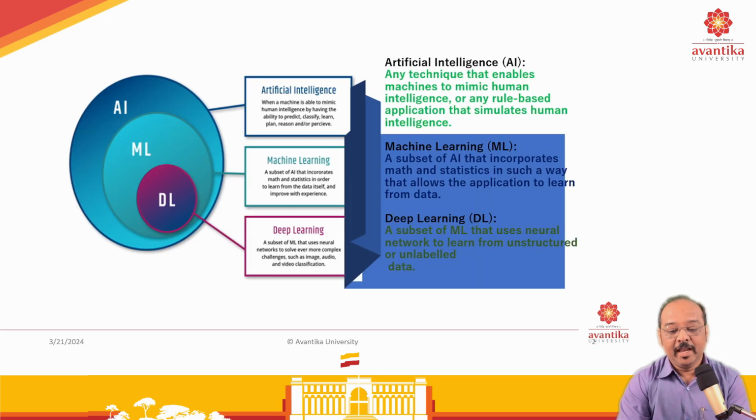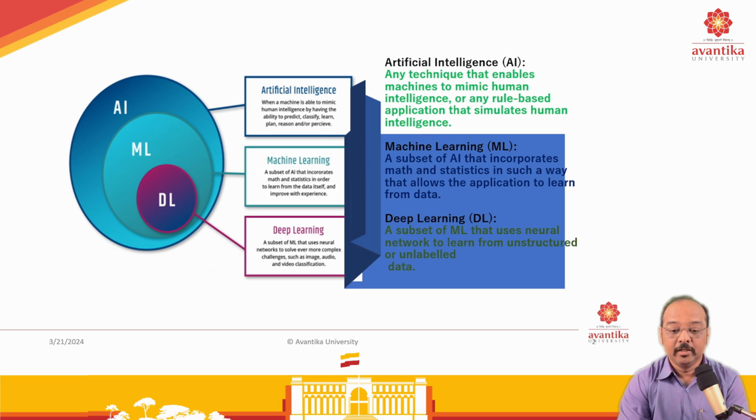See, in case of artificial intelligence, machine learning and deep learning, the overall picture is like this. Artificial intelligence is an overlay, and deep learning and machine learning are the subsets of artificial intelligence. Any technique that enables the machine to mimic human intelligence will be artificial intelligence.